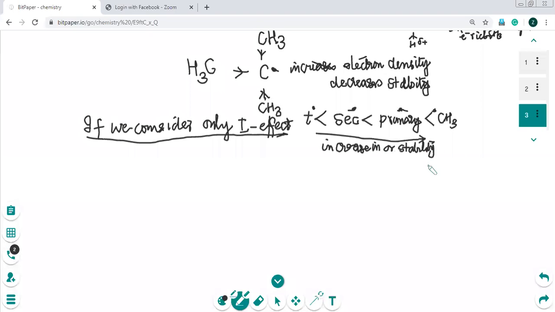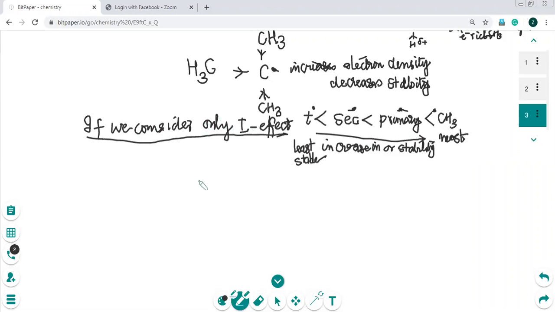Increase in order of stability means what? Tertiary is least stable, and methyl is most stable. So this is the consideration. When you consider inductive effect, this is the order of stability.